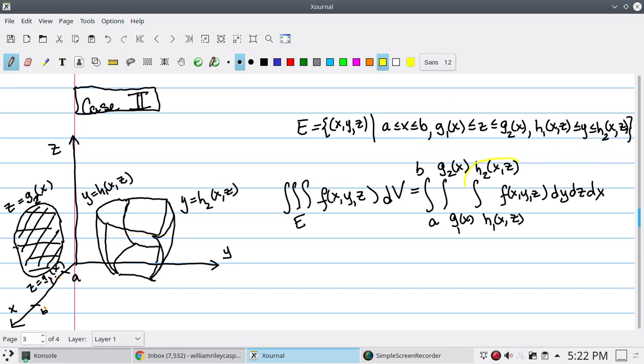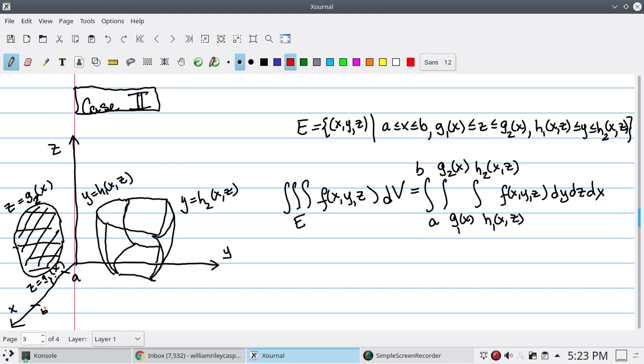And when I integrate that innermost integral, I'm integrating with respect to y from h1 to h2, and that's exactly what my set says. When I integrate the middle integral, I'm integrating from g1 to g2 in z, and those were my z bounds. So that matches up. And then finally, when I do the outermost integral from a to b, that's with respect to x, just as before. Those are my x bounds.